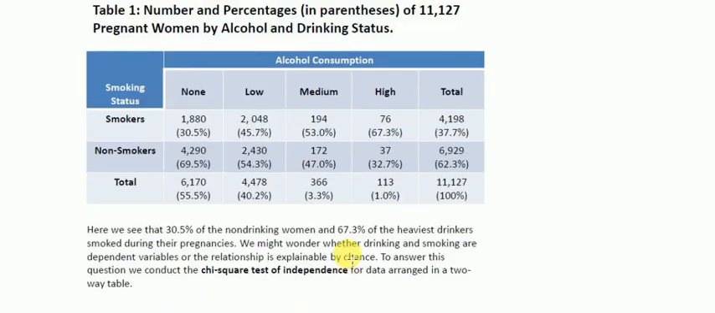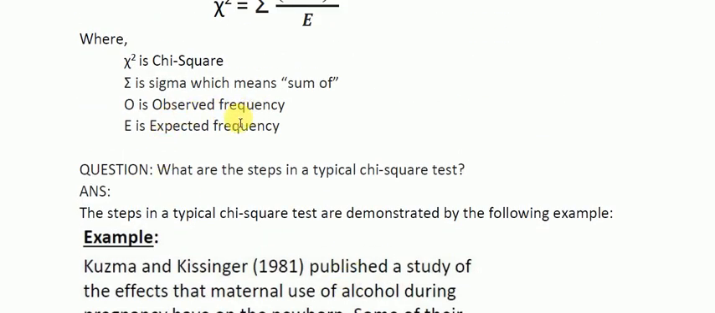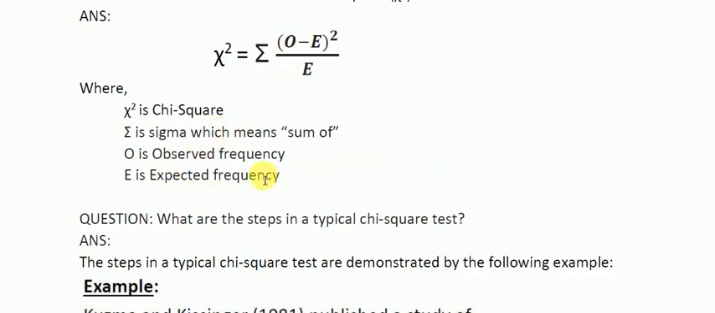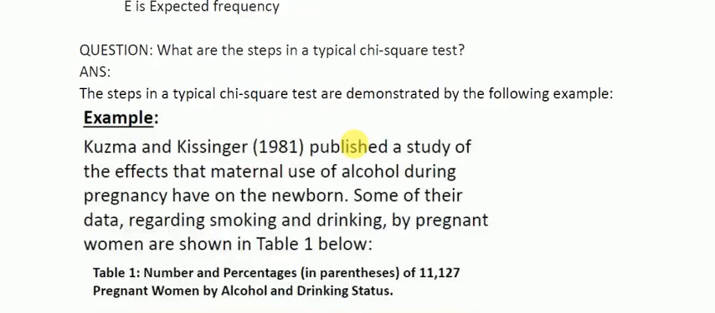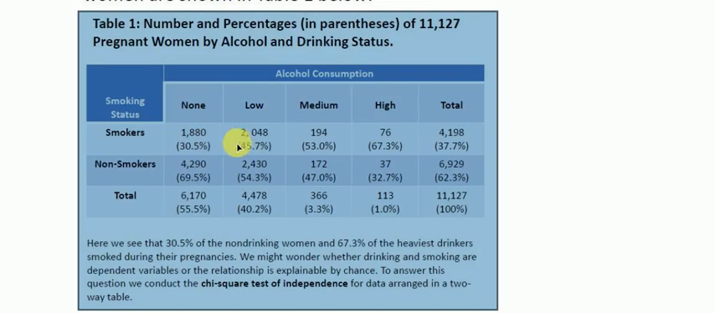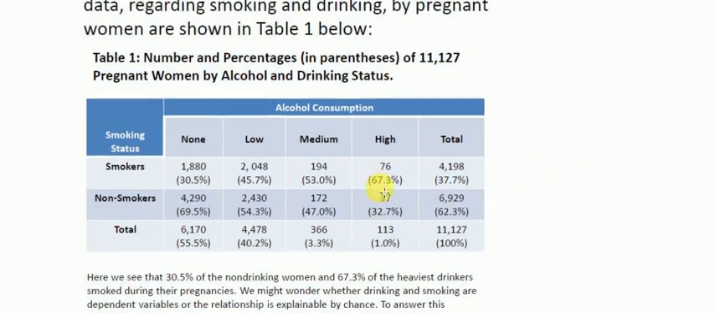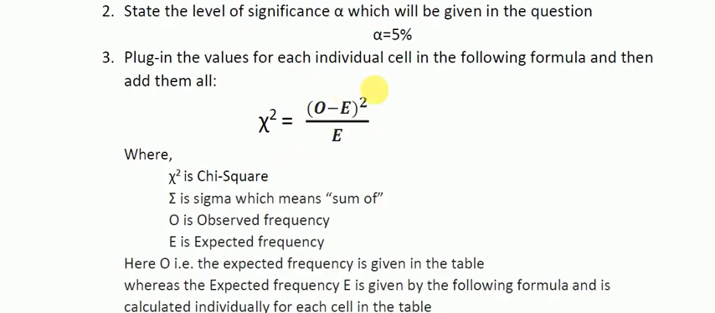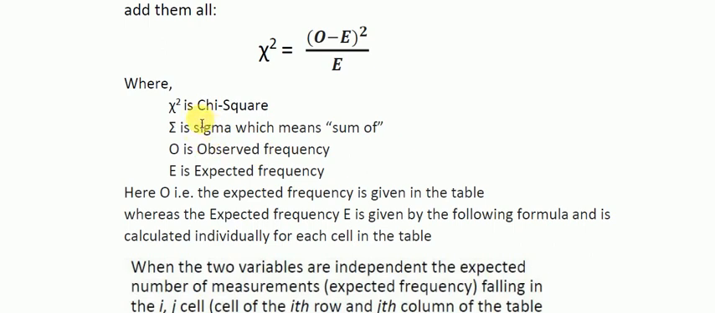What's O? O is the observed frequency. E, in the denominator, is the expected frequency. For all of these individual cells, this one, this one, this one, and so on, we'll have to calculate this thing individually. This is the chi-square, and sigma means sum of. O is the observed frequency, E is the expected frequency.